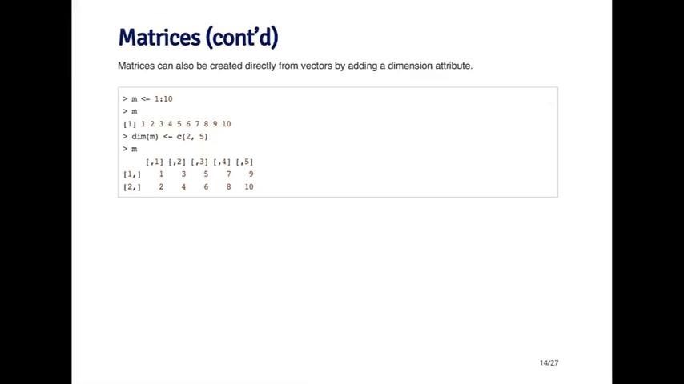You can also create a matrix by adding the dimension attribute to a vector. For example, I can create a vector that's a sequence 1 to 10, and then add the dimension attribute to it. Here I'm using the dim function, but I'm assigning a value to the dim attribute of M. I'm assigning the vector 2, 5. So what I'm saying is I want to take this vector and transform it into a matrix that has 2 rows and 5 columns. Now I've got a matrix M, which has 2 rows and 5 columns, and it's filled in column-wise.